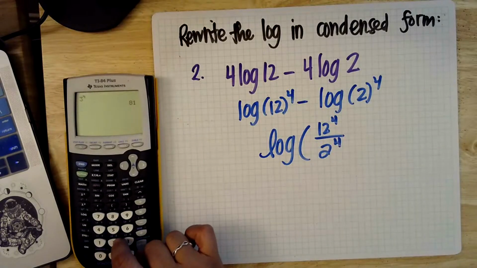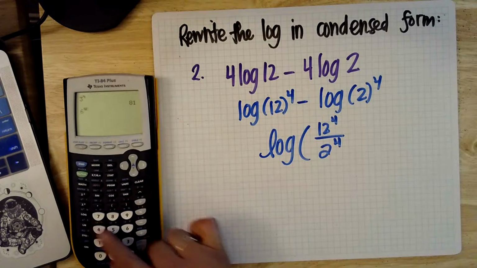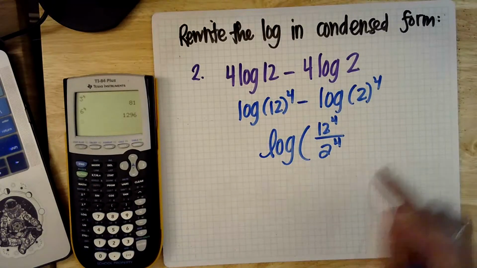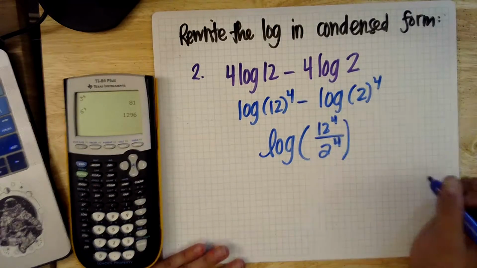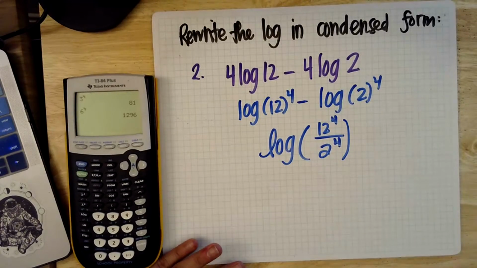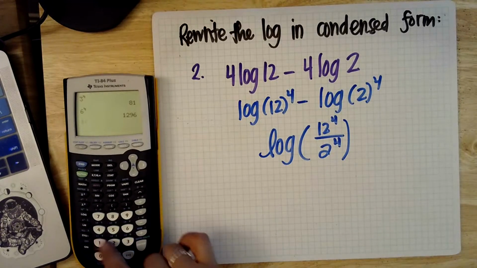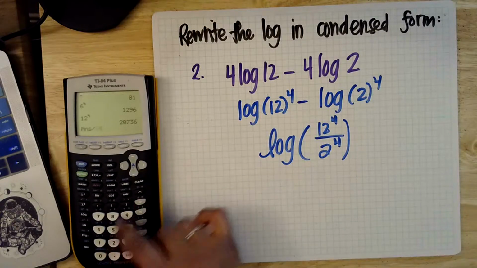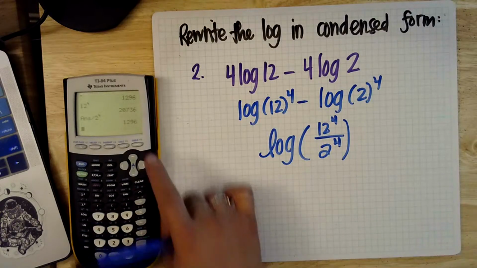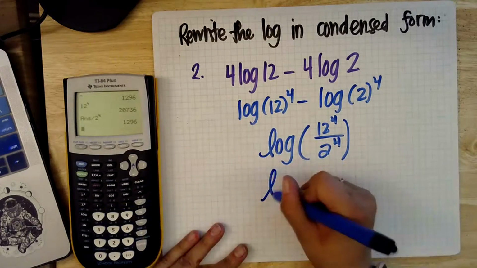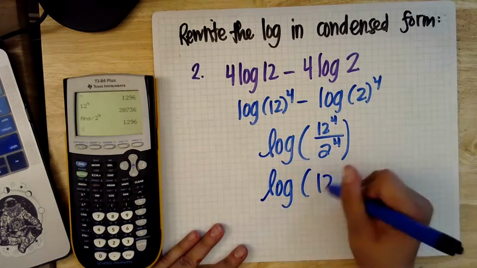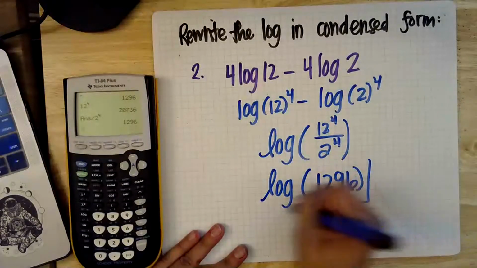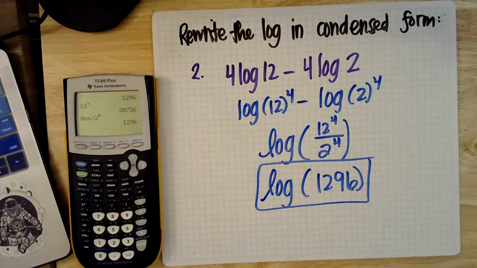So I believe that's going to give me 1296. Since they both have to the 4th power, I'm able to then analyze it. Or you can even go 12 to the 4th divided by 2 to the 4th, and it'll still give me 1296. So this is going to give me log of 1296. Okay.